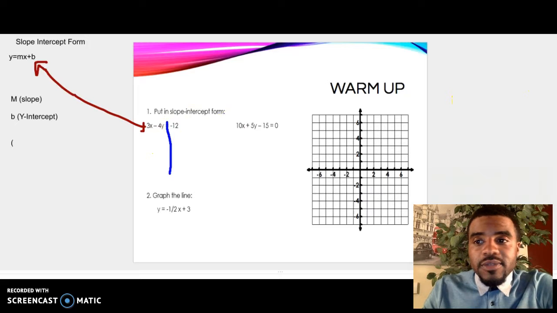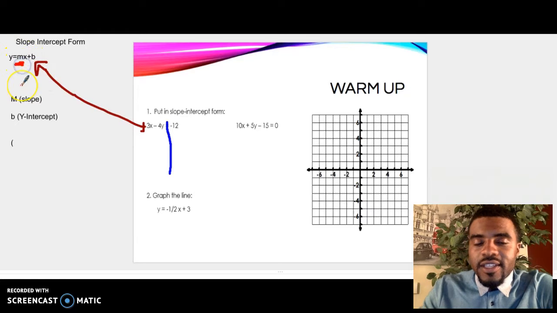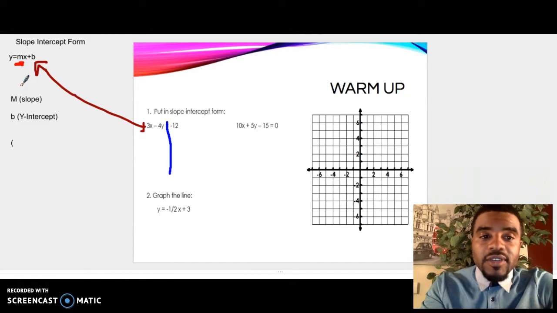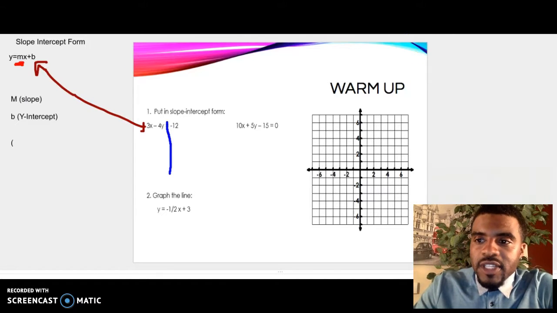Now this 3x we need to move over here because according to the slope-intercept form, the x is on the right side of the equal sign, okay? Well, it could also be on the left side, and the b can be on the left side as well, as long as it's together and the y is completely by itself. In this case, and in most cases, you will see the y is by itself on the left side. All right, so let's go ahead and get started.